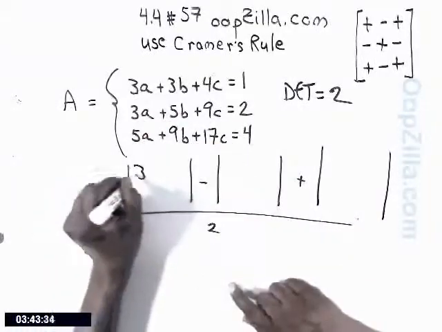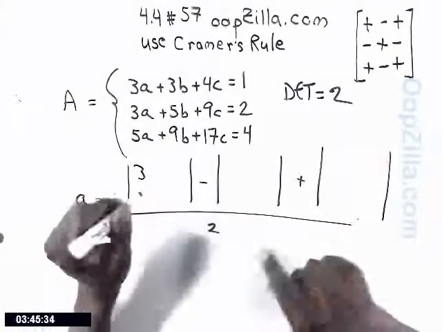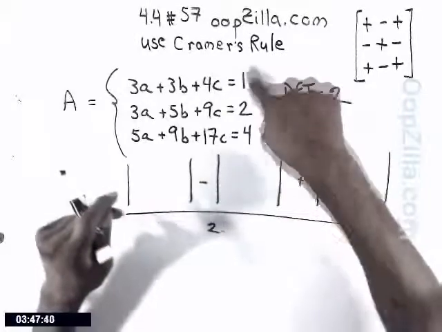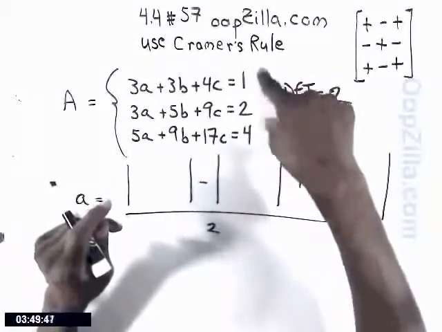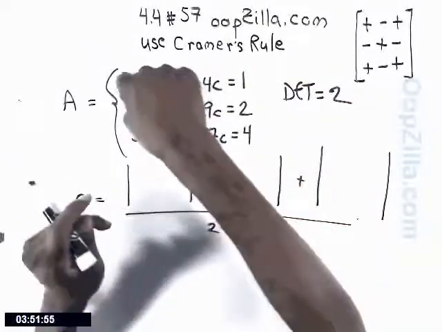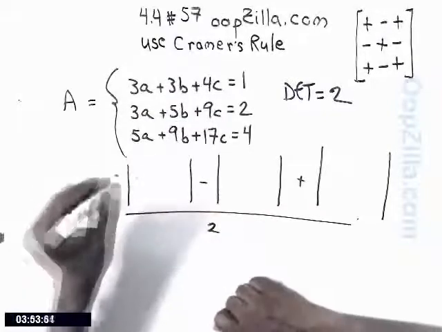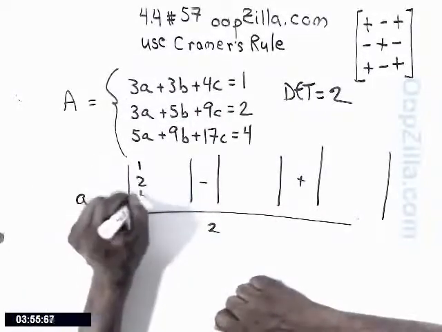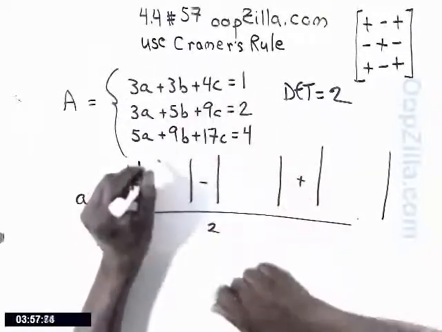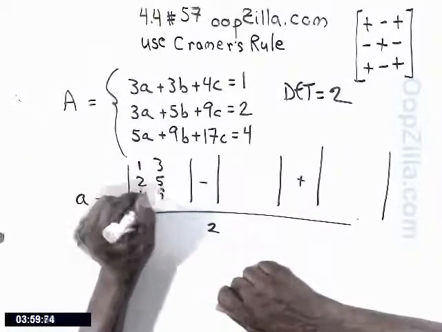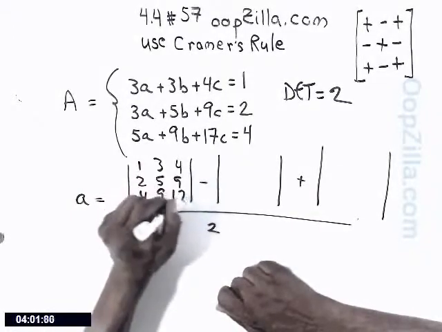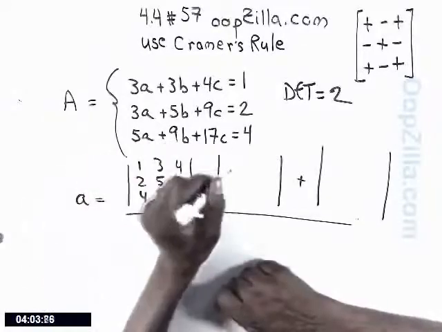That's going to be 3. Actually, what I'm going to do is it's not going to be 3. This part right here takes the place, this 1, 2, and the 4 takes the place of this guy right here. So let's go ahead. It's going to be 1, 2, and a 4. Then I could get the coefficients of 3, 5, and 9, 4, 9, and 17. Then rewrite this whole thing over again.